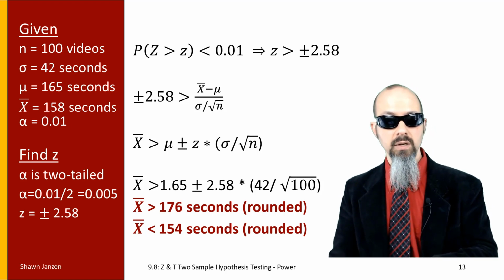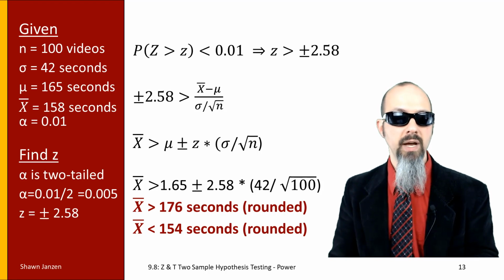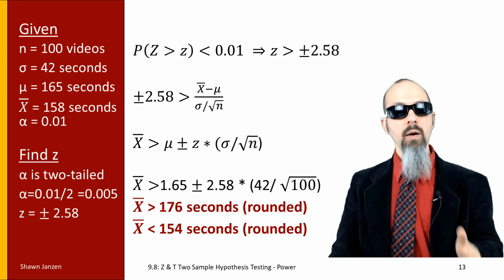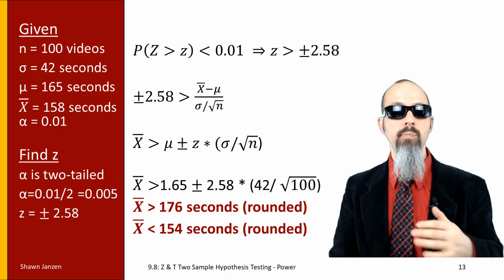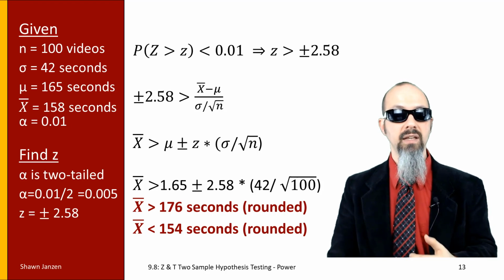Alpha is two-tailed, which means I'm going to split my tails into 0.005, which is going to correspond to a z-score of 2.58. So far, so good. Now I go ahead and start looking at what is the probability of getting a particular z-score that's going to be satisfying that level of z.